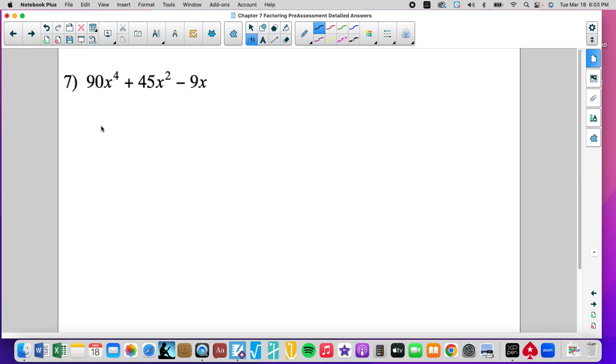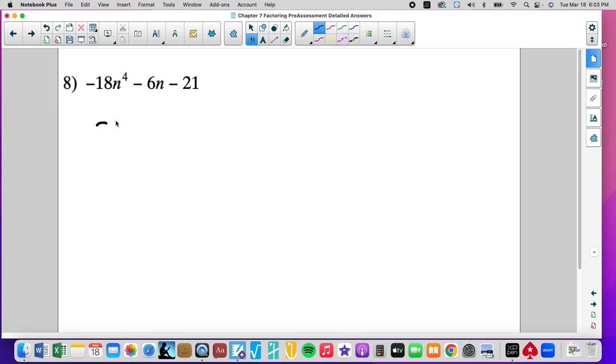90, 45, 9. I'm going to pull out a 9. Each of them has at least an x. So that leaves me with 10x to the third plus 5x, and that's going to be minus 1. Multiply it back out just to make sure that I get my starting problem. Yep, that's the easy quick check.